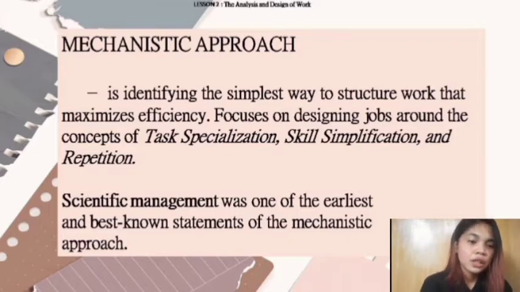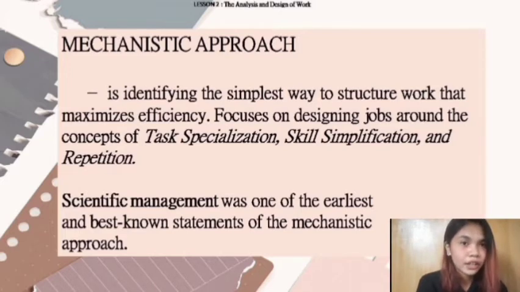Mechanistic approach focuses on designing jobs around the concept of task specialization, skill simplification, and repetition. First is the task specialization, the degree to which an organization divides individual tasks into separate jobs or division of labor, because workers become highly proficient in their specialized area. Second is the skill simplification, the process of removing tasks from existing roles in order to make them more focused.